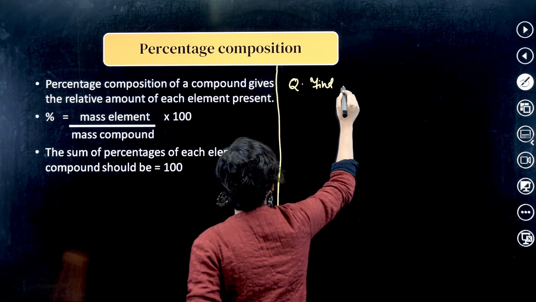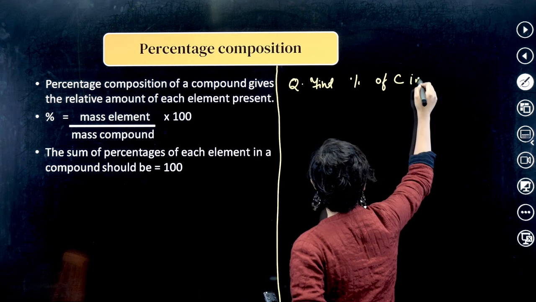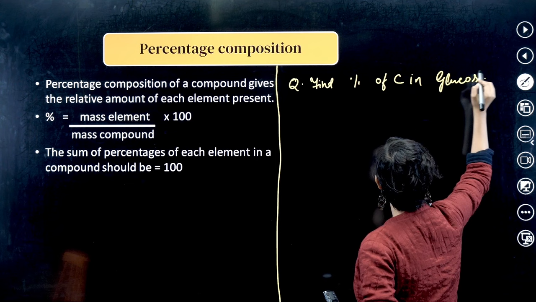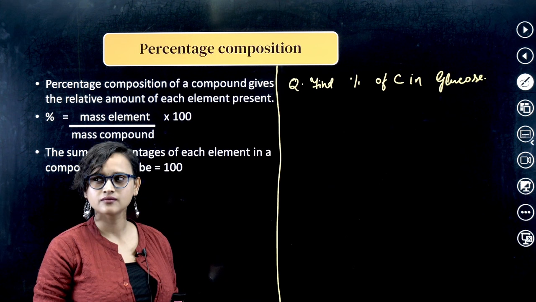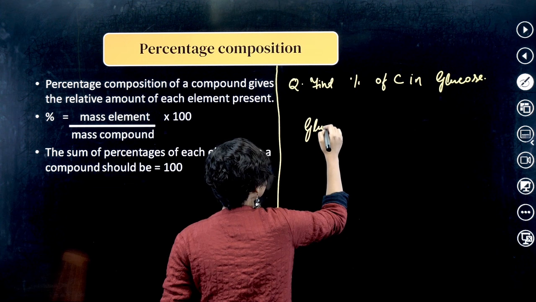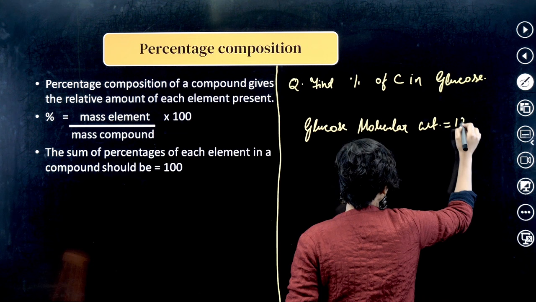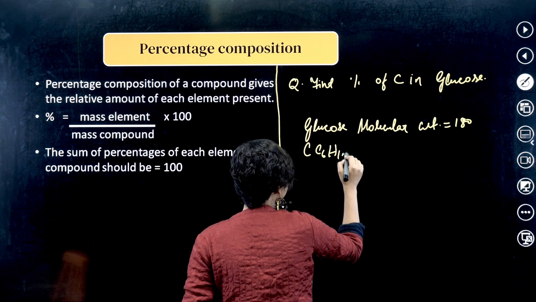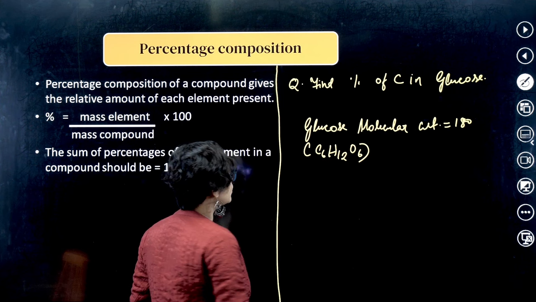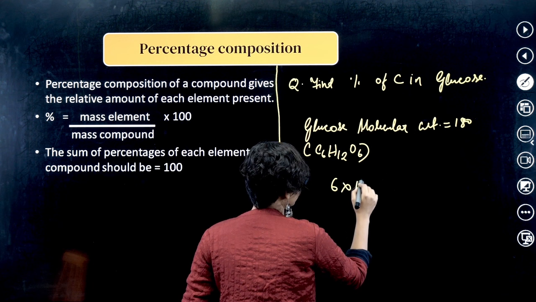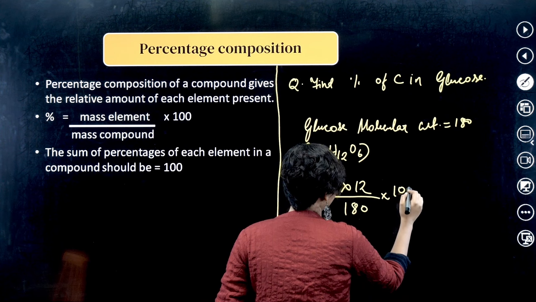What if I tell you to find the percentage of carbon in glucose? Will you be able to find it? Chalo, let's write it down. Glucose molecular weight is 180, and the formula of glucose, as you know, is C6H12O6. So basically what you have to do is, what is the mass of carbon here? The mass of carbon will be 6 into 12, divided by 180 into 100. Find out how much it is. That will be the answer.